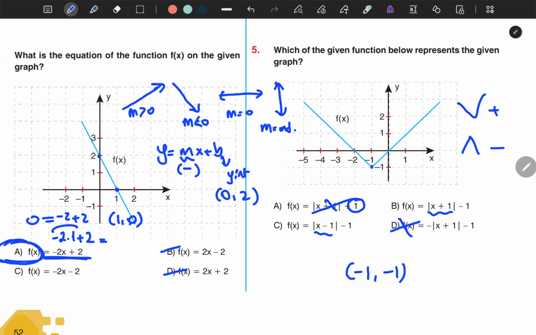Always we have to make the inside of the absolute value equal to 0. Look at B. So x plus 1 equal to 0. What is x? Negative 1. You see, x is negative 1, y is negative 1. So B is the correct option.